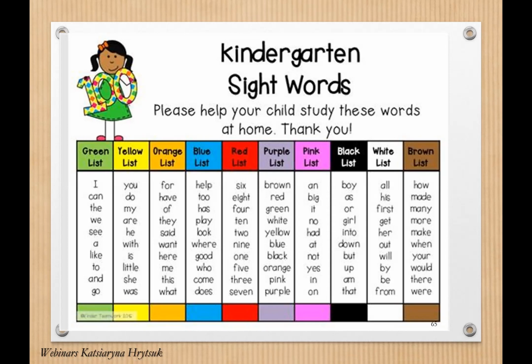So you don't think about how to read, you just look at it automatically. Popcorn words: boy, as, girl, into, but, up, that, pink, big, eat, no, bad, had, at, not, yet, in, on. All, his, first, get, her, out, will, buy, be, from. How, made, many, more, make, when, your, would, there, were. So you don't think about the spelling rules. These words are sight words. You can find these words online. It's quite easy, and every week you can change and repeat.